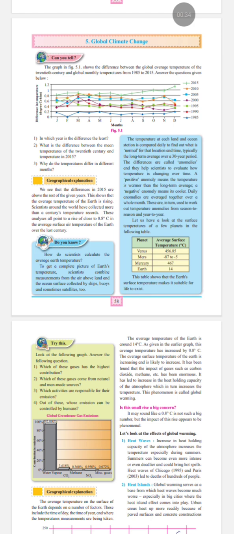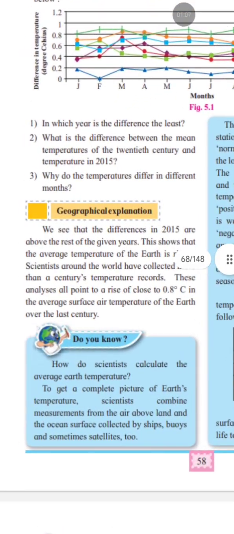See figure 5.1. Can you tell? The graph in figure 5.1 shows the difference between the global average temperature of the 20th century and global monthly temperature from 1985 to 2015. Based on this graph, we have to answer a few questions listed below. So let's look at the first question.